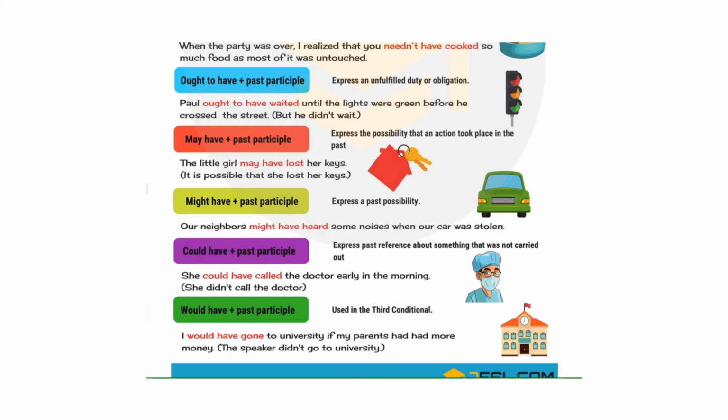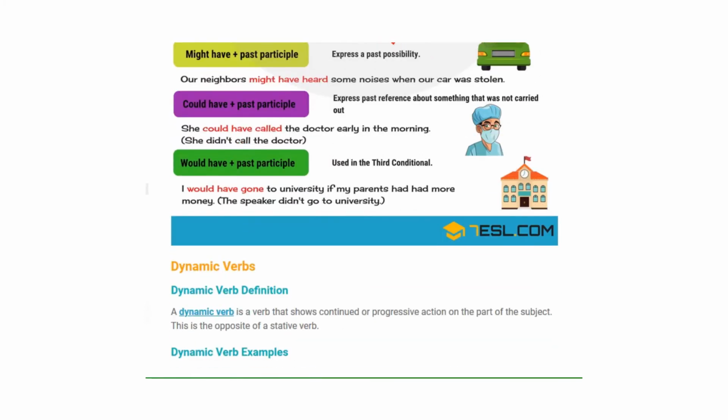So we have could have plus past participle too. It expresses past reference about something that was not carried out. So we say she could have called the doctor early in the morning. She didn't call the doctor. We have would have plus past participle. It's used in the third conditional. Example, I would have gone to university if my parents had more money. The speaker didn't go to the university.